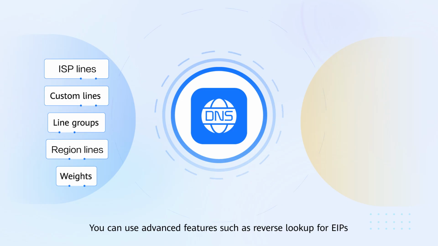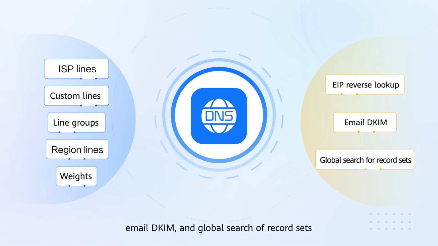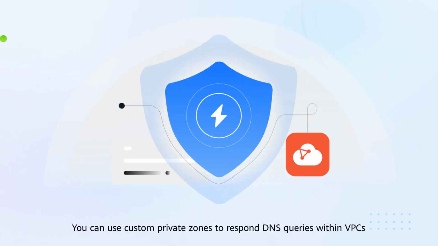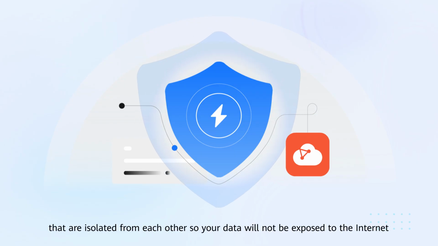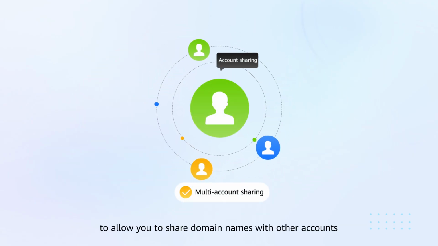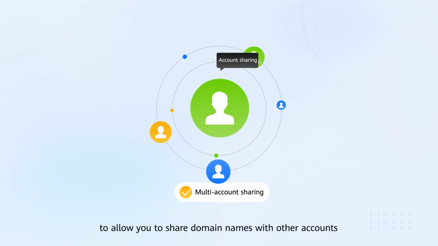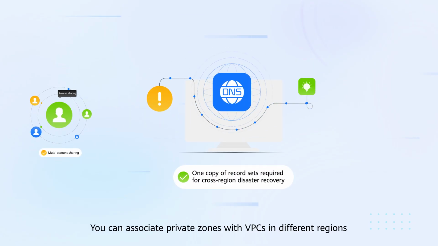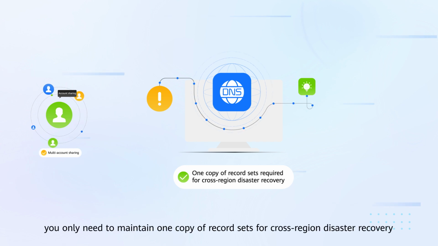You can use advanced features such as reverse lookup for EIPs, email DKIM, and global search of record sets. You can use custom private zones to respond to DNS queries within VPCs that are isolated from each other, so your data will not be exposed to the internet. DNS works with landing zone to allow you to share domain names with other accounts. You can associate private zones with VPCs in different regions. In this way, you only need to maintain one copy of record sets for cross-region disaster recovery.